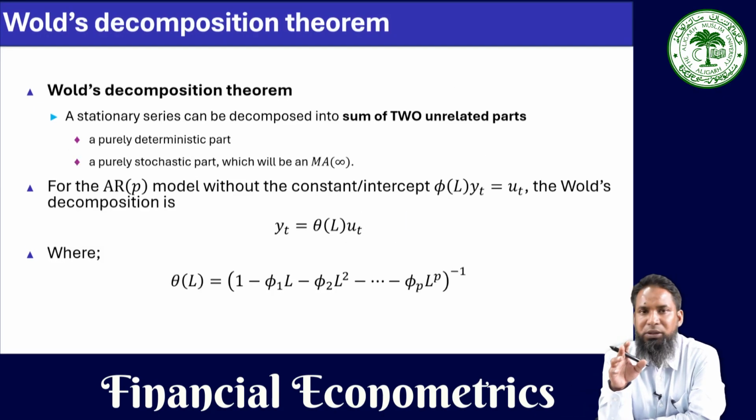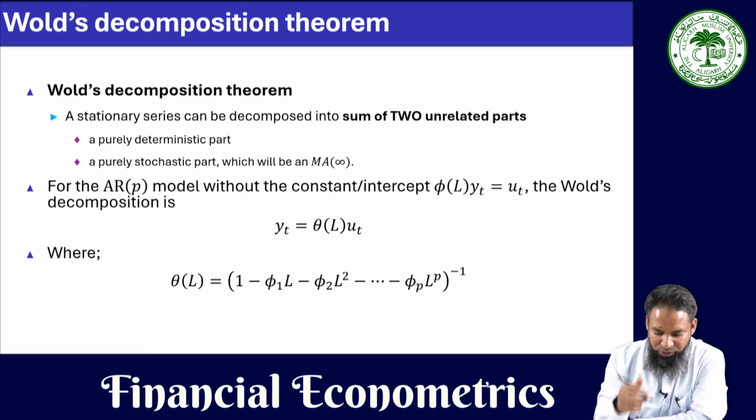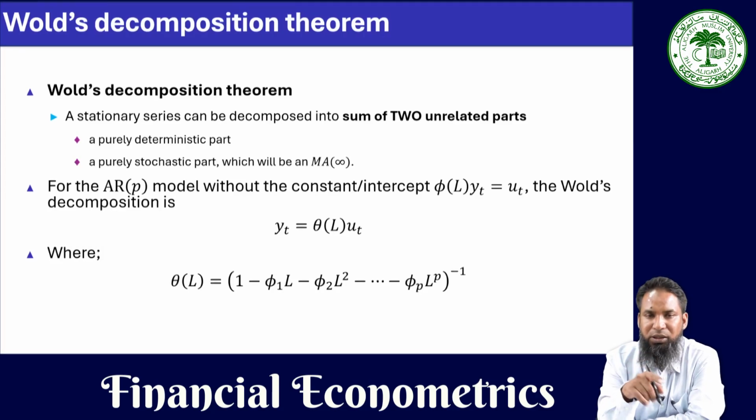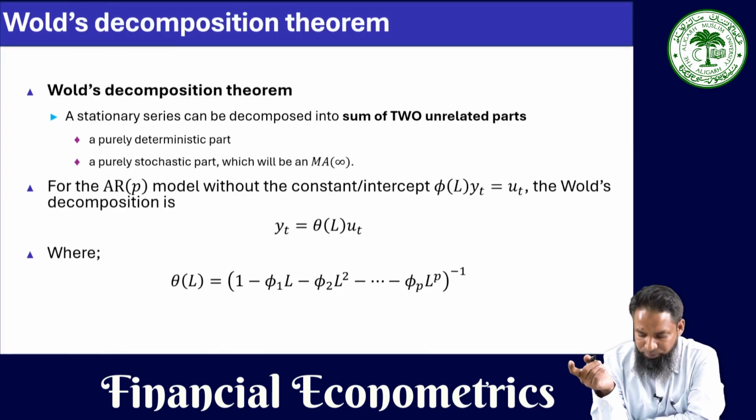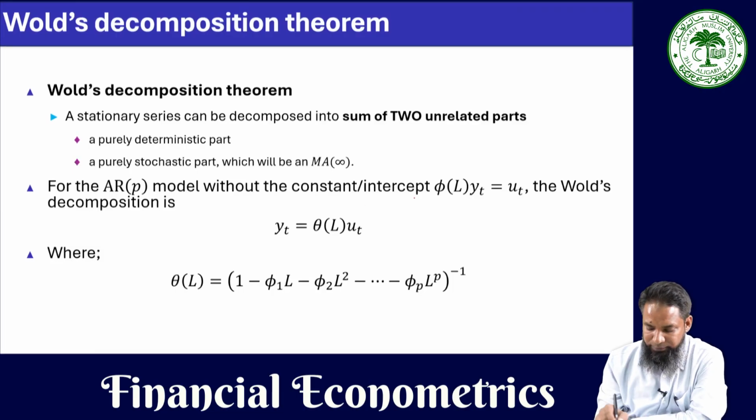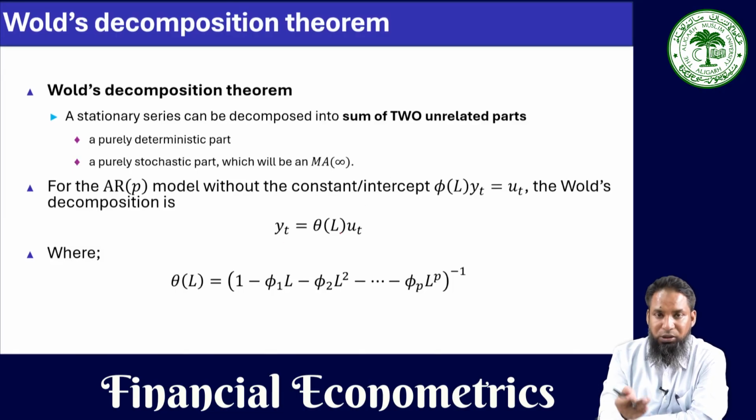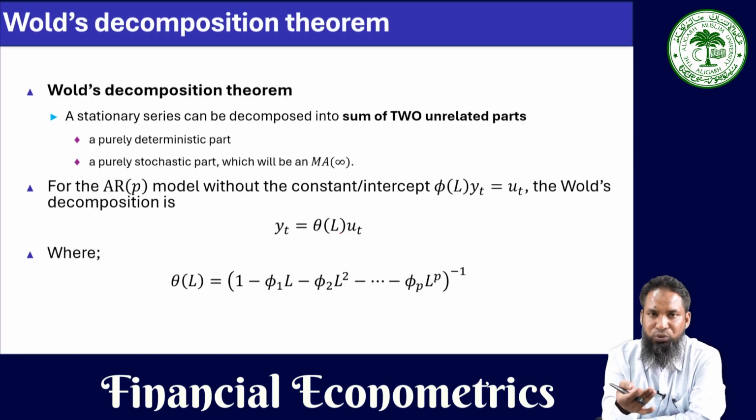Then there is a very important theorem, what we know as the Wold decomposition theorem. Though we have already shown that any autoregressive process could be represented in two parts. One part will be the deterministic part, another part will be the stochastic part. So that we can write like this. The Wold decomposition basically specifies what will be the structure of the stochastic part.